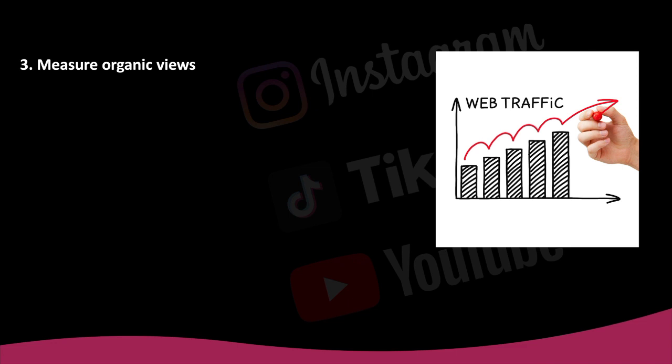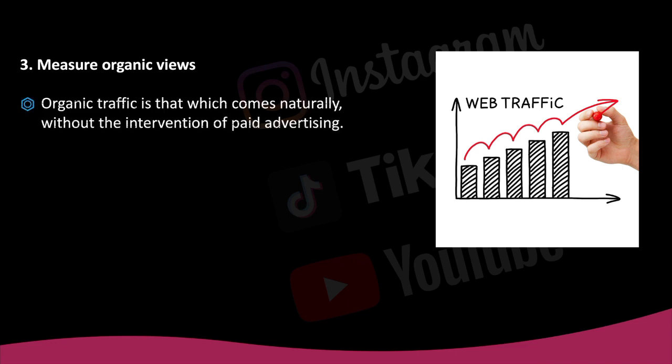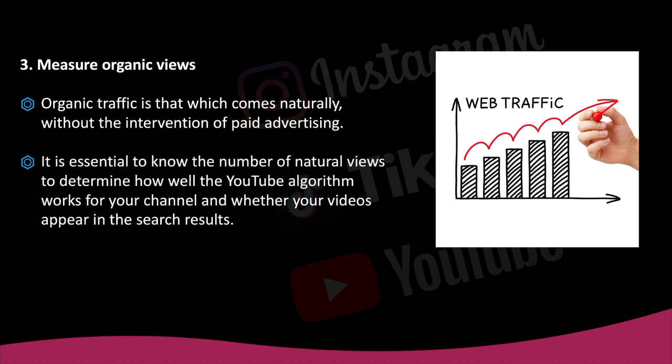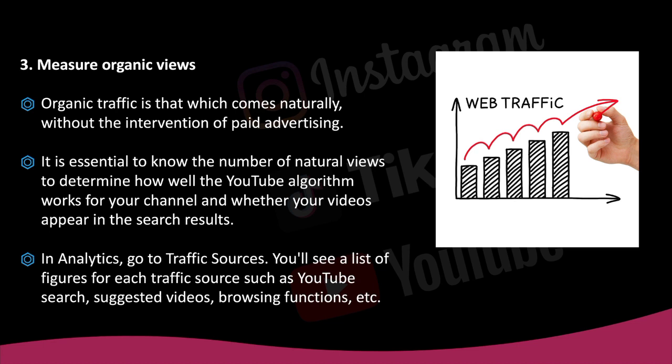3. Measure organic views. Organic traffic is that which comes naturally, without the intervention of paid advertising. It is essential to know the number of natural views to determine how well the YouTube algorithm works for your channel and whether your videos appear in the search results. In analytics, go to traffic sources. You'll see a list of figures for each traffic source such as YouTube search, suggested videos, browsing functions, etc.